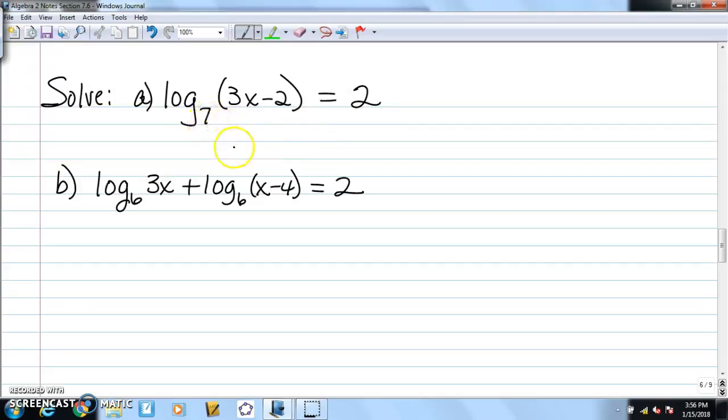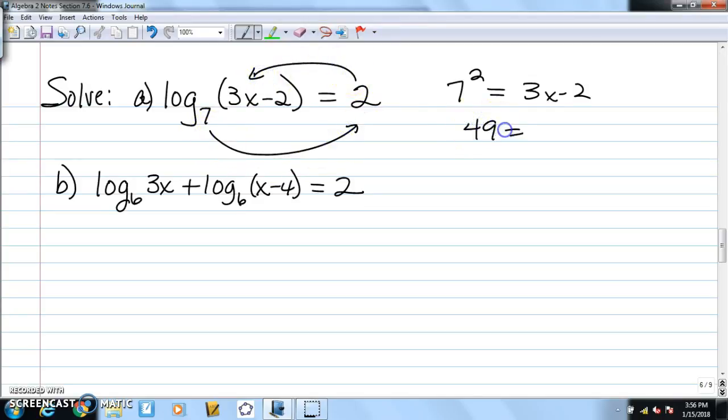Again, rewriting this as exponential, 7 squared equals 3x minus 2. Okay, that just goes back to what we learned about rewriting as exponential. 7 to the second equals what you're taking the log of. So I have 49 equals 3x minus 2, or 3x equals 51. So x equals 17. There you go.